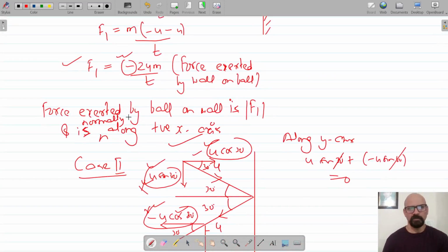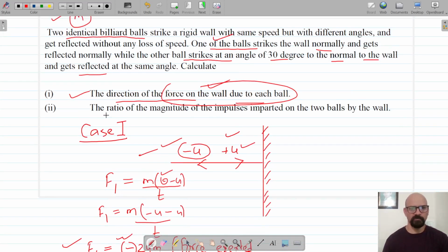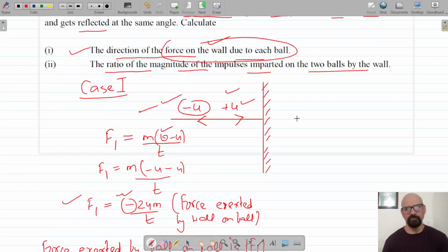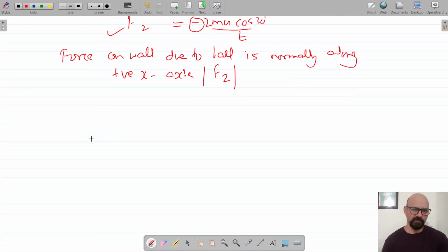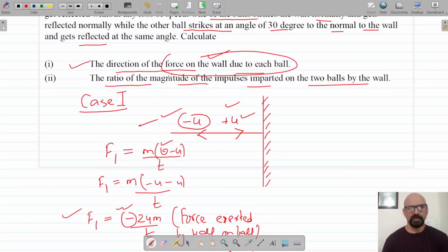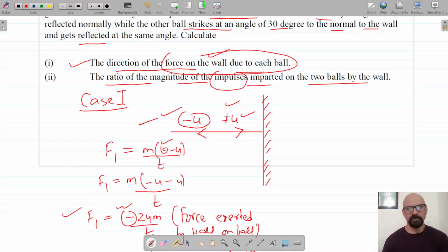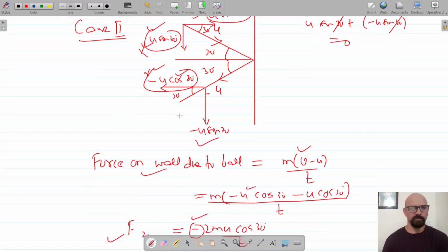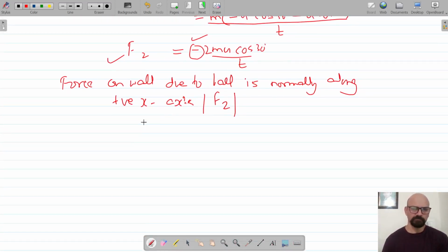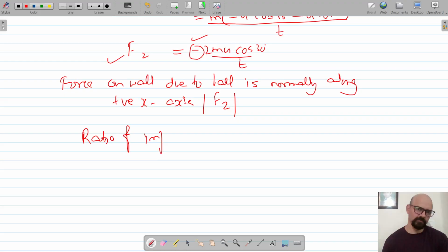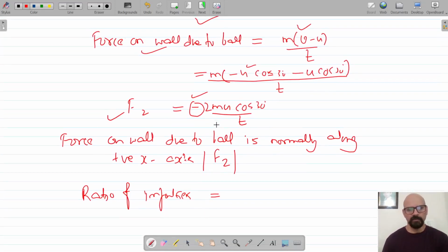Now the force is normally along the positive x-axis in both the cases. Now we have to find the ratio of the magnitude of the impulses imparted on the two walls by the ball. So the ratio of the magnitude of the impulses imparted on the two walls. We know that impulse is either change in momentum or force into time. Okay.